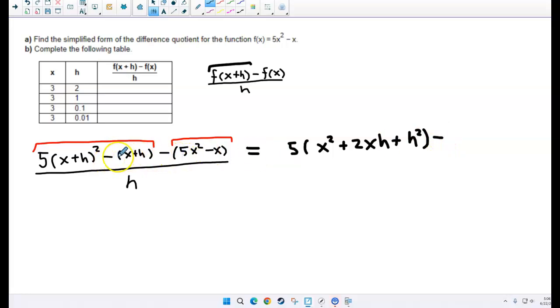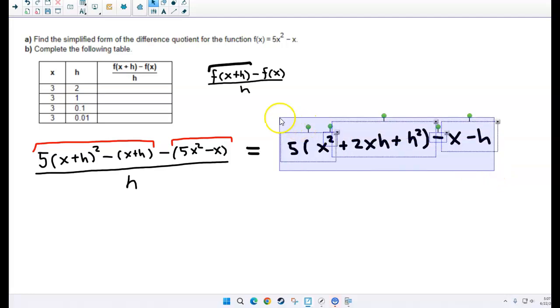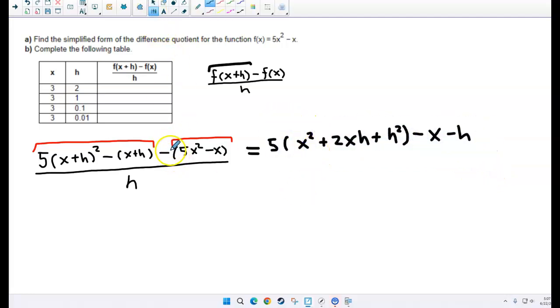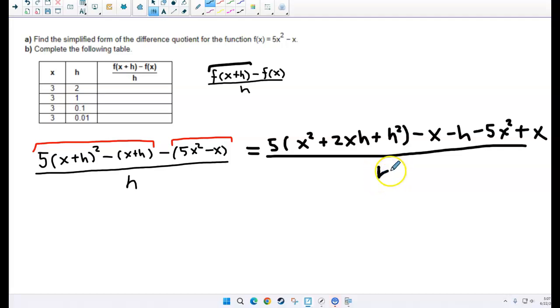This negative sign needs to be multiplied into this binomial. So we get minus x and then minus h. And then over here, this negative sign needs to be distributed into this binomial. So it's going to give us minus 5x squared, and then that double negative gives us positive x. And this whole thing is still over h.